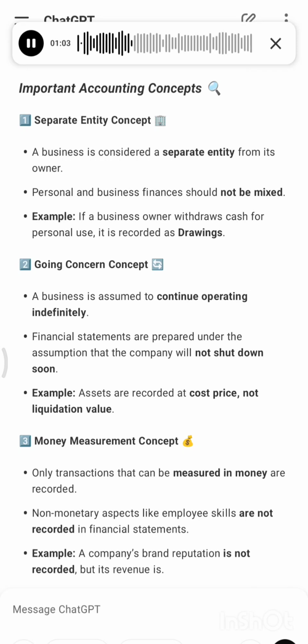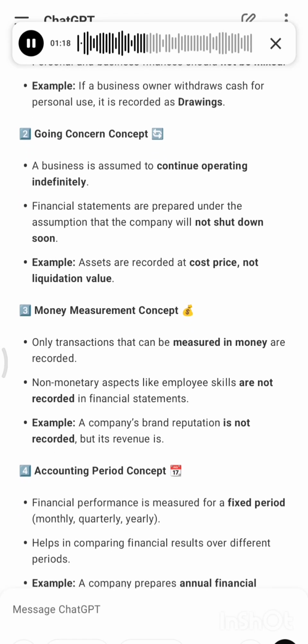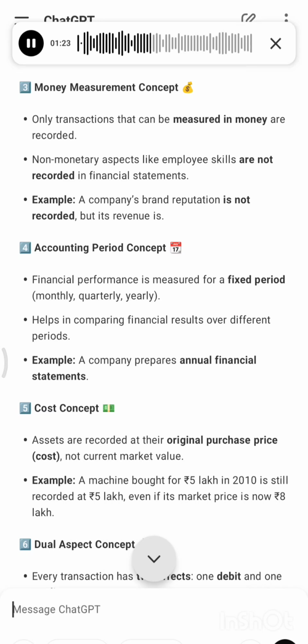3. Money measurement concept. Only transactions that can be measured in money are recorded. Non-monetary aspects like employee skills are not recorded in financial statements. Example: a company's brand reputation is not recorded, but its revenue is. 4. Accounting period concept. Financial performance is measured for a fixed period: monthly, quarterly, yearly. Helps in comparing financial results over different periods. Example: a company prepares annual financial statements.